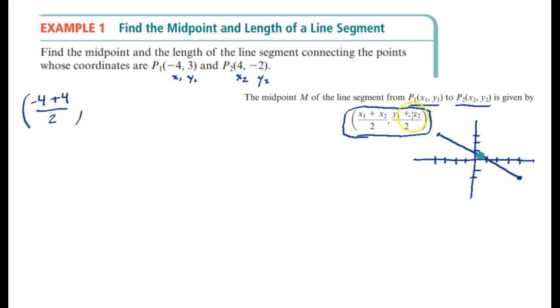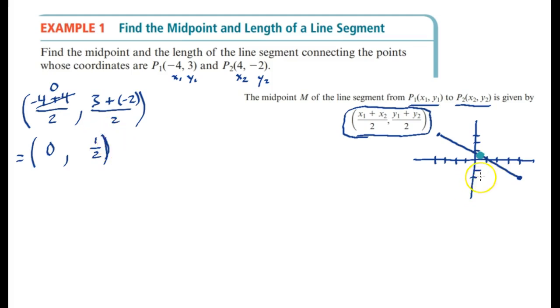So we're going to take y1 plus y2. So that's 3 plus -2, and then we're going to divide that by 2. So we've taken the average of the y-coordinates also. And that will give us the coordinate: -4 plus 4 is 0. So this is 0 right here. So 0 divided by 2 is just 0. And 3 plus -2 is 1, divided by 2 is 1/2. So we have the coordinate 0, 1/2.